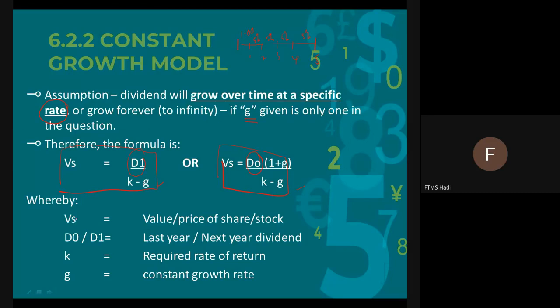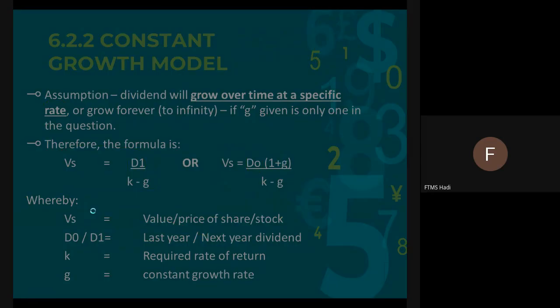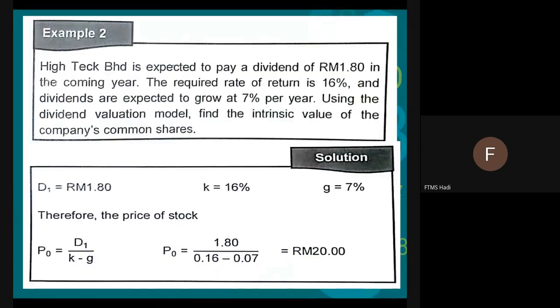So, VS is as usual the value or price of the share or stock. D0 or D1. D0 is last year, D1 will be next year. How do you know whether it is D0 or D1? Usually D0 is past tense or present tense, and D1 is usually future tense. K is the required rate of return and G is the constant growth rate, which is familiar from the last time around. Okay, let's have a look at this question that relates to the constant growth rate dividend.